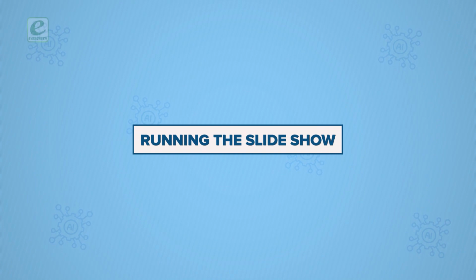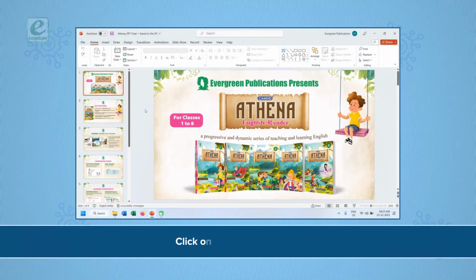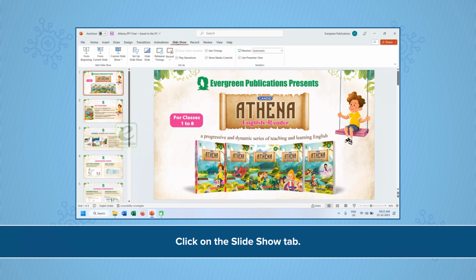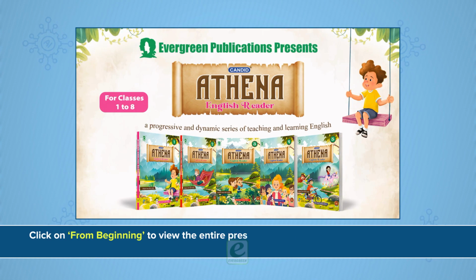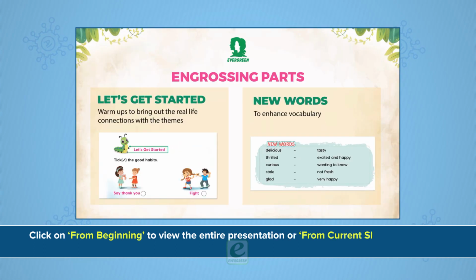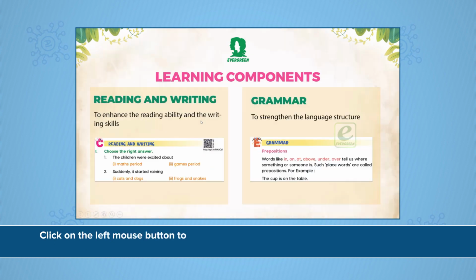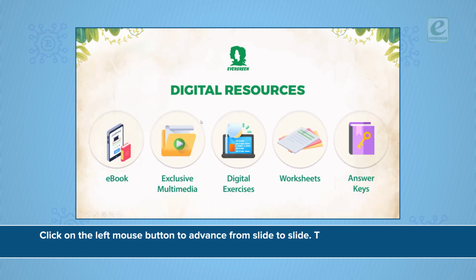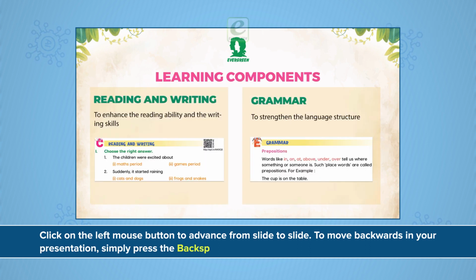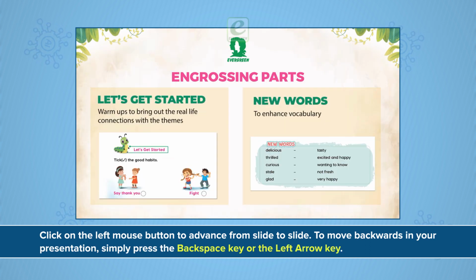Running the slideshow. Click on the Slideshow tab. Click on From Beginning to view the entire presentation or From Current Slide to view from the current slide onward. Click on the left mouse button to advance from slide to slide. To move backwards in your presentation, simply press the backspace key or the left arrow key.